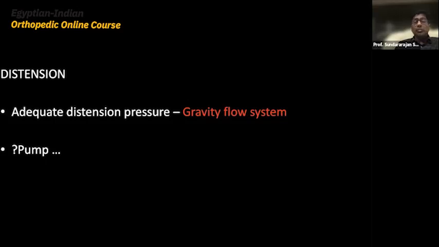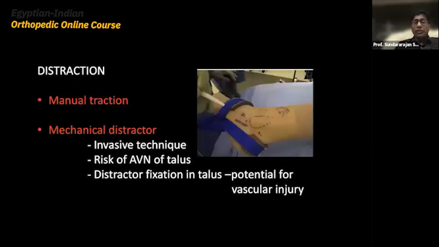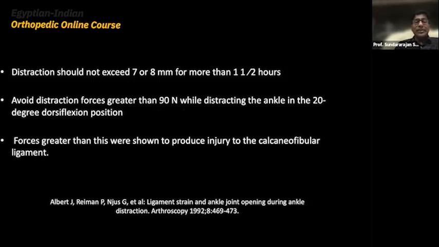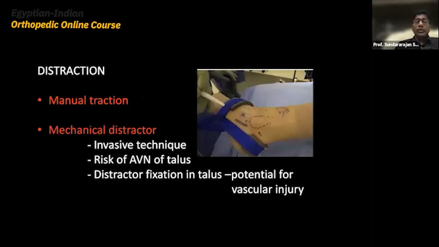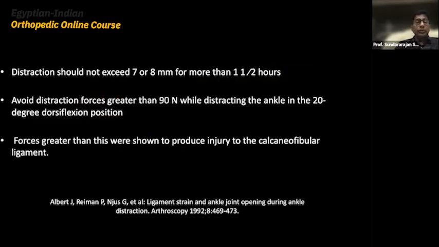Normally, we don't need a pump for this kind of condition because it's a very small joint. Gravity flow system is more than sufficient. You can use a manual traction, or you can use a mechanical distractor. Mechanical distractor is a bit cumbersome in ankle arthroscopy, in my feeling, but many surgeons use it. However, you should be aware of the risk of AVN of the talus and potential for vascular injury. You have to be careful not to exceed too much weight, and distraction should not exceed 7 to 8 mm for more than 1.5 hours when you use these mechanical devices. But usually I do it with just manual traction with my fellows.